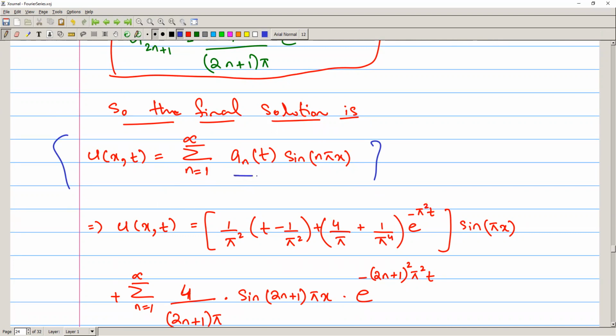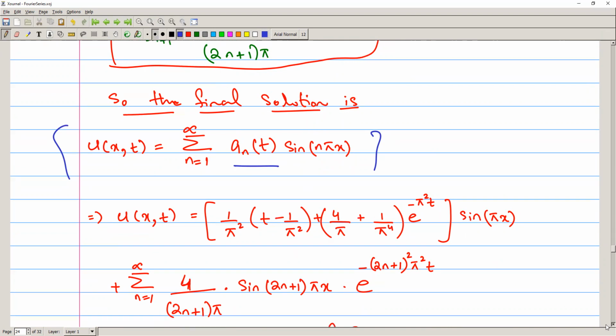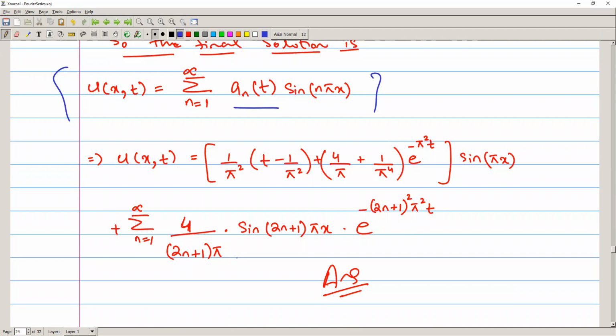Right, so we have formulated an of t, and now we will write here the an of t with sine n pi x. This an of t is for n equal to 1, therefore this will be with sine pi x. And then all this stuff is for all other n's, in fact all other odd n's, because here it is 2n plus 1. This means that we are talking about odd numbers. So this is the general solution to this equation using the method of eigenfunction expansion.